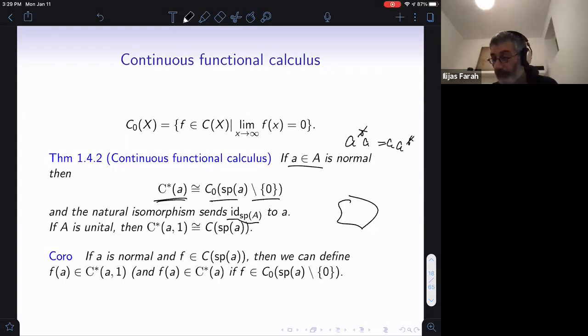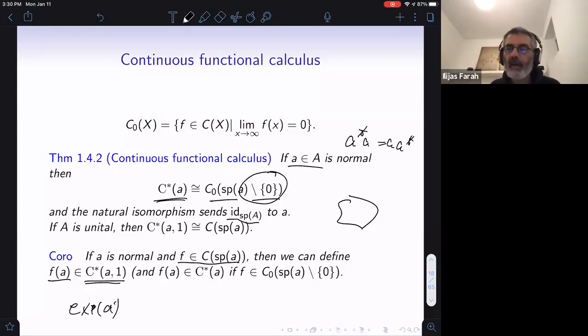So if A is normal, and if f is a continuous function from the spectrum of A into the complex numbers, then you can define f of A in here. So this is the C*-algebra generated by A and one. I'm just throwing in the unit so that I don't have to worry about removing zero from the spectrum. So we're talking about unital C*-algebras. So you can define f of A, which means, for example, you can define something like the exponential of A.